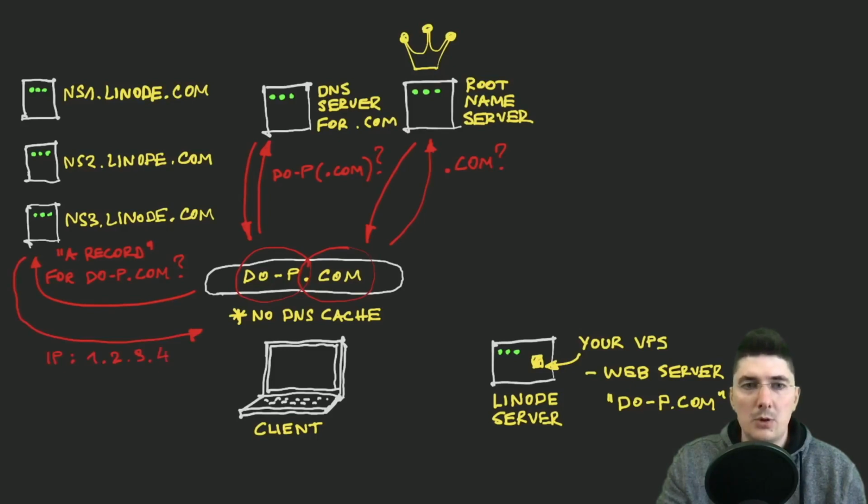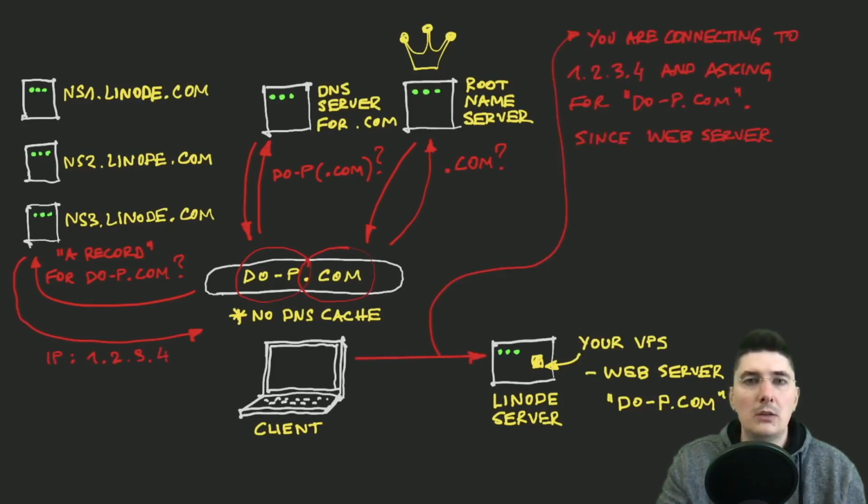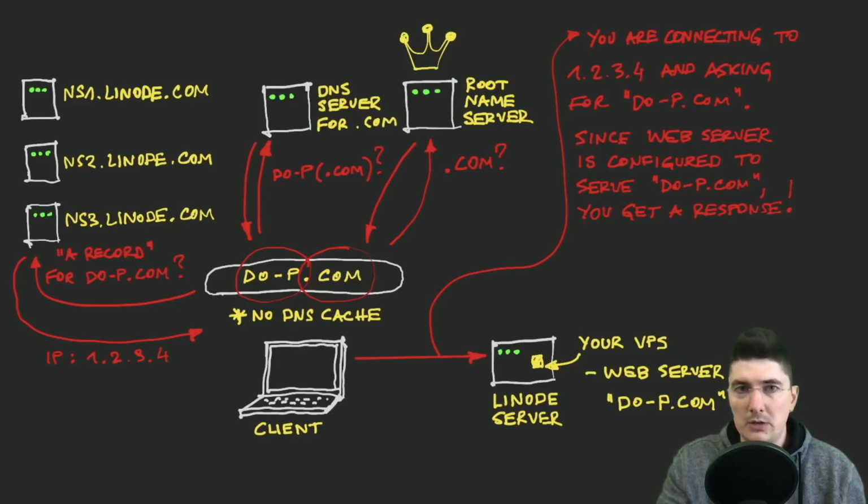It will get a response, which will include an IP address, and now you can connect to the server using that IP address and ask for dod-hp.com. Because web server is configured to serve dod-hp.com, you will get a response. There is a lot more to DNS, but this is a good start and it is all we need for now.